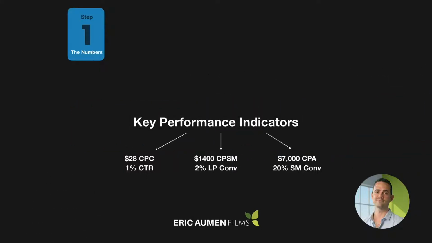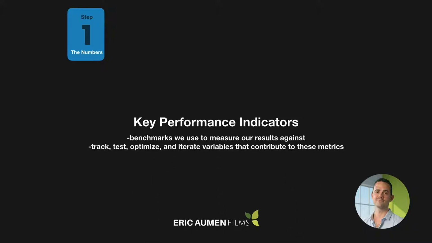So like I said, these become our key performance indicators. And these are what we are measuring against on an ongoing basis. We measure our results against these key performance indicators, and that tells us what we want to track, test, optimize, and iterate. We're constantly tracking, testing, optimizing, and iterating variables that contribute to these metrics.